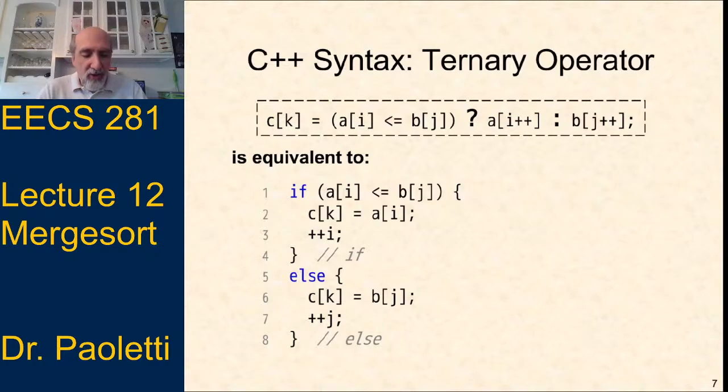All right, now we're going to show you something that you may have not seen before called the ternary operator. So C++ has lots of binary operators, lots of unary operators. Plus and minus and times and divide are binary operators. They have 2 operands.